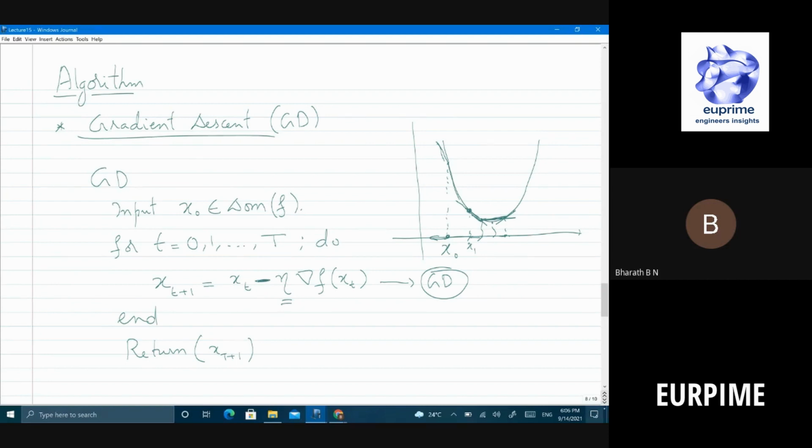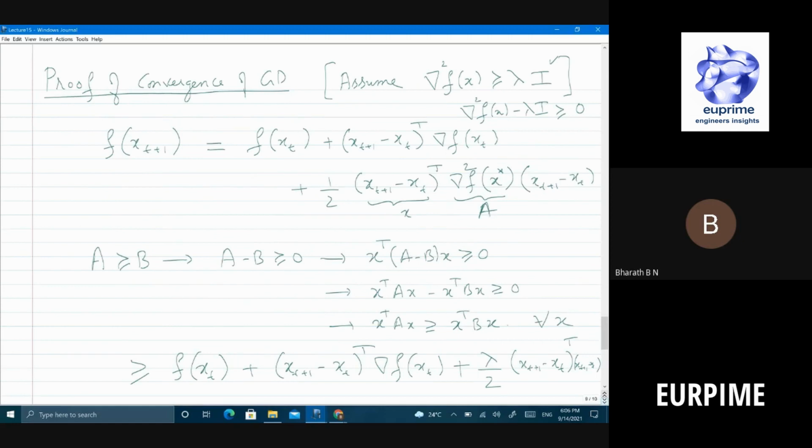We started analyzing this gradient descent algorithm, which we will continue to do today as well. First of all, we made a specific assumption here. The assumption is the Hessian is not only positive semi-definite, it's greater than or equal to some lambda times identity. What do you mean by that? You look at the difference, the Hessian minus lambda times identity. That matrix is positive semi-definite.